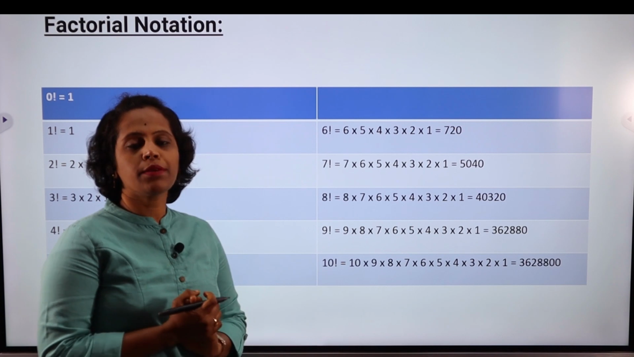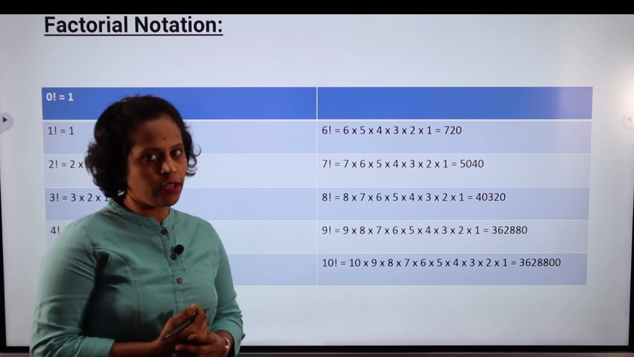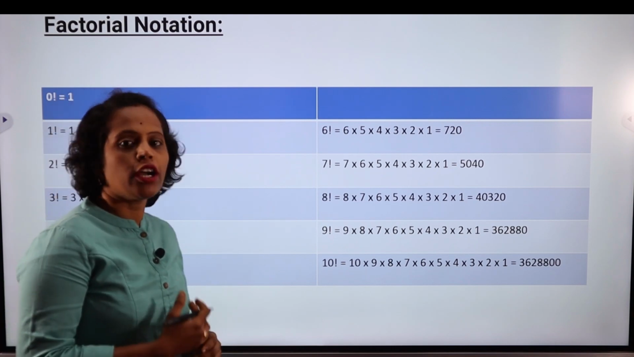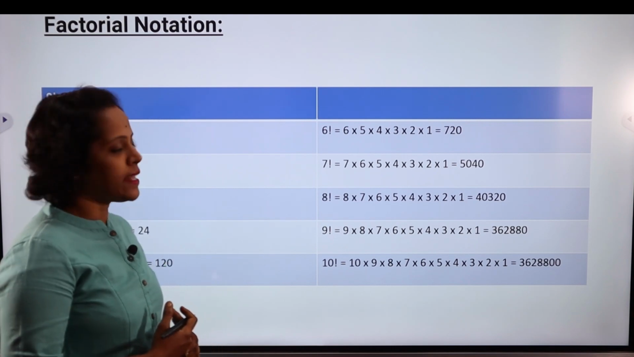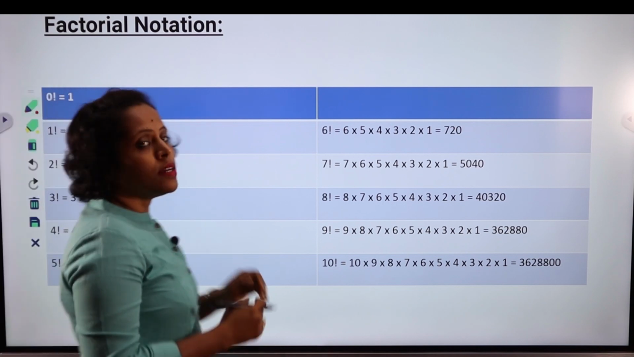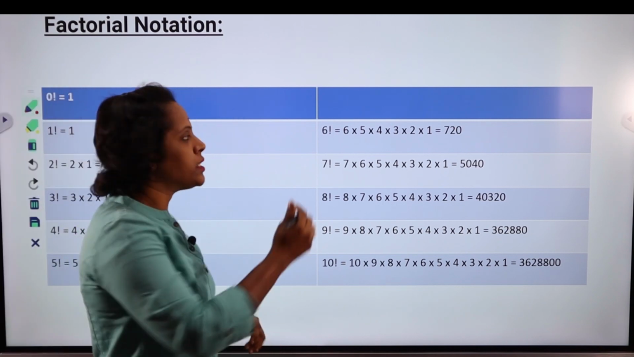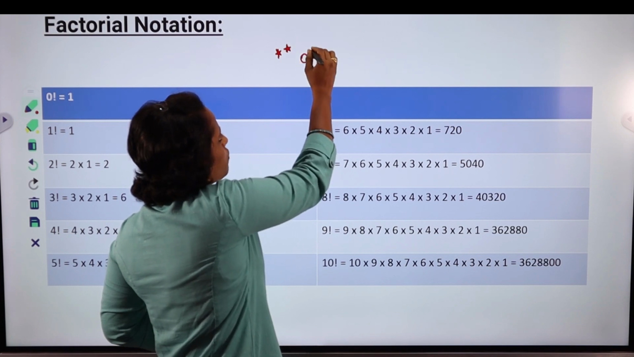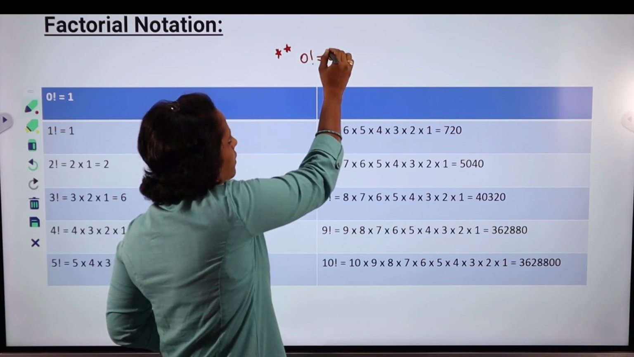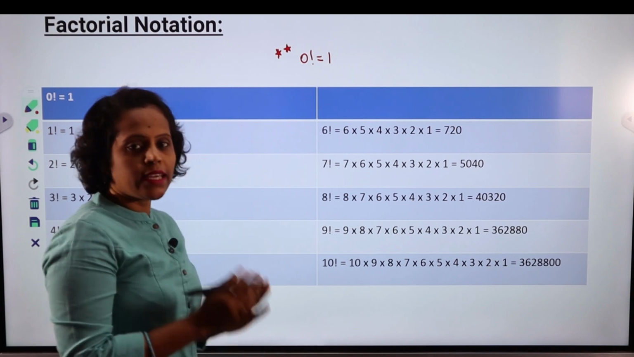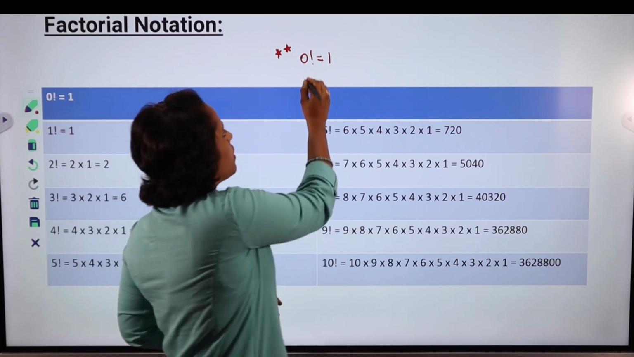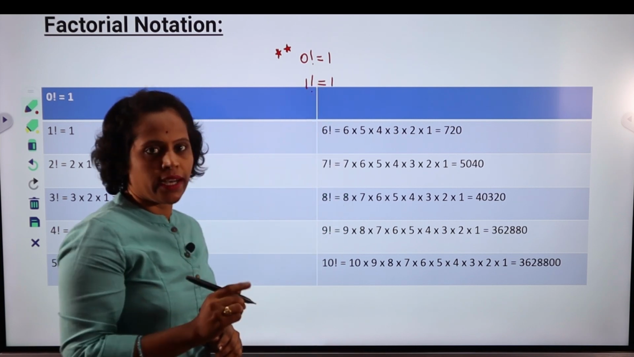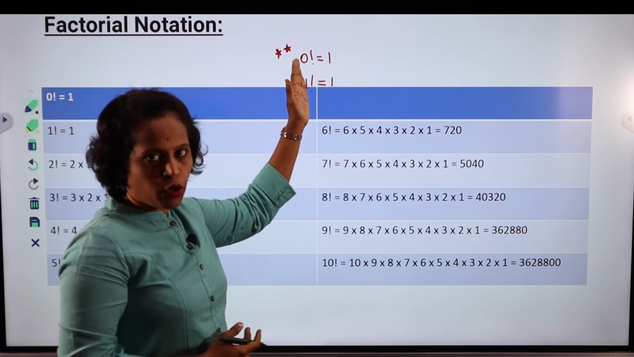Factorial of a number is a prerequisite to learn permutations and combinations, right? Remembering the factorials of these numbers can save your time in problem solving. Okay, let's see what those numbers are. 0 factorial is a very important number to be remembered. 0 factorial is 1. 1 factorial is also 1. These two are very important.